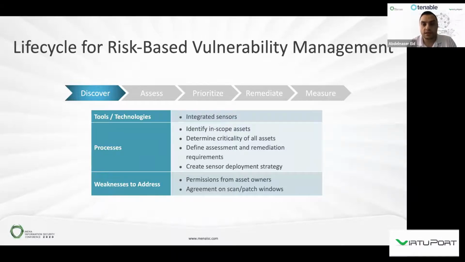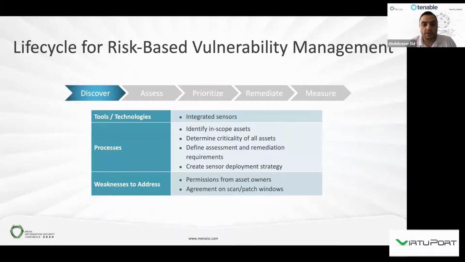It's also not recommended to always start with a small portion of the environment or certain assets, or to do sampling. It's better to do full coverage for all assets in the environment. Then we will map the criticality of the asset value, how this asset is related to our business, and so on.